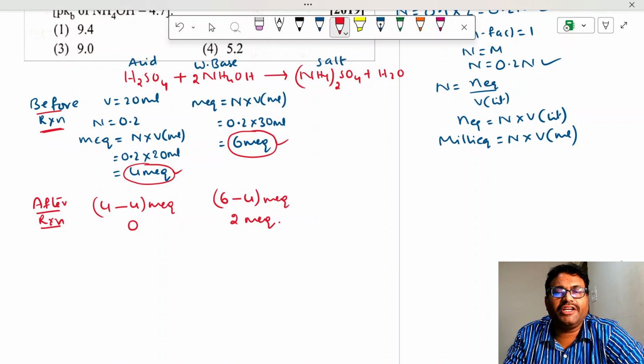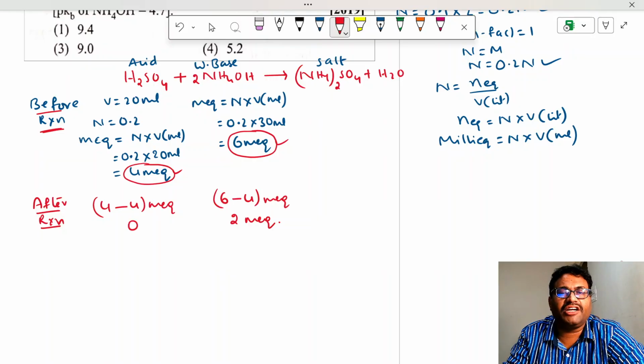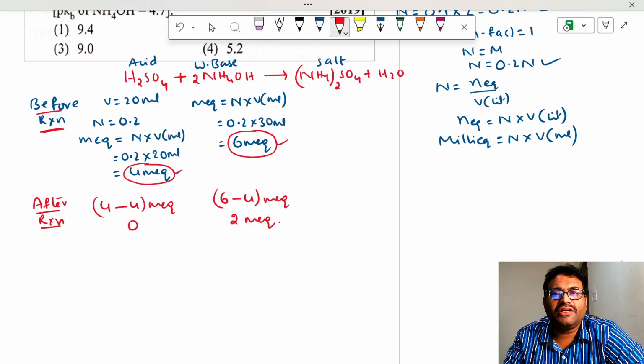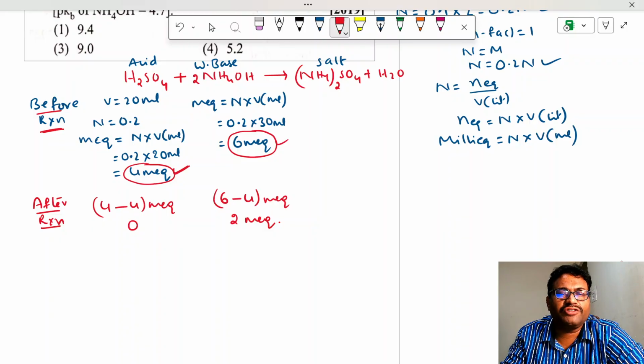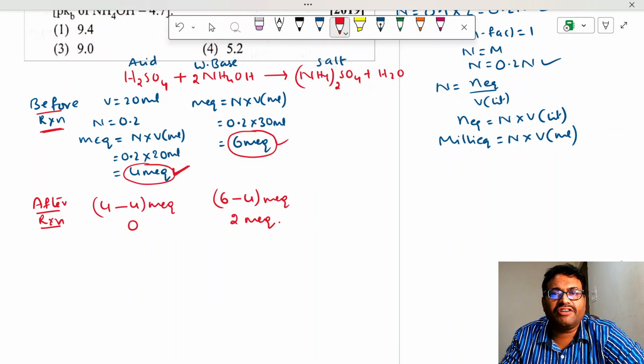According to the law of milliequivalents, or law of equivalents, 1 milliequivalent of reactant produces 1 milliequivalent of the product. So how many milliequivalents of H2SO4 are completely reacting? 4 milliequivalents. So how many milliequivalents of ammonium sulfate will be found? 4 milliequivalents of ammonium sulfate will be found. Anyway, water is the solvent. We are not bothered about that.